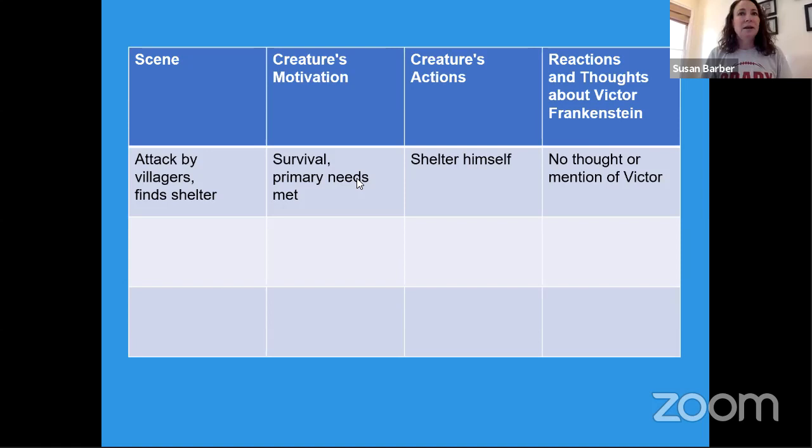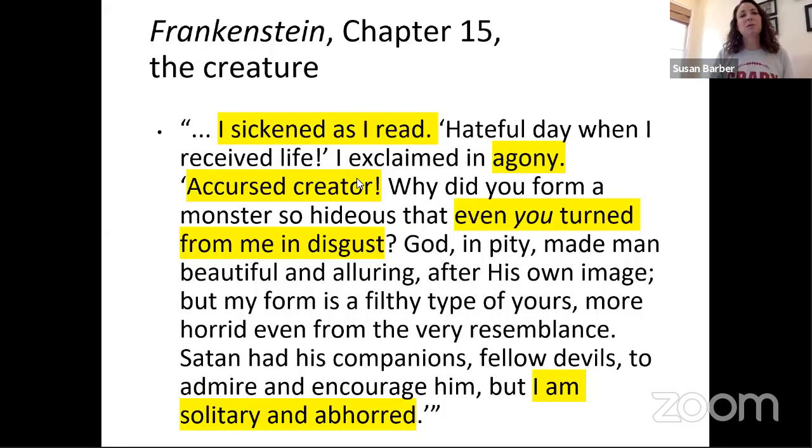And now I'm going to look at another scene from the creature. The next one we'll look at is from chapter 15. This is where the creature has started to read, he's read Paradise Lost, and all of a sudden his emotions awake in him. I think this is so interesting because now he says, "I was sickened as I read." And he is cursing his creator. He's in agony. Why? Now he has all of these questions after reading.